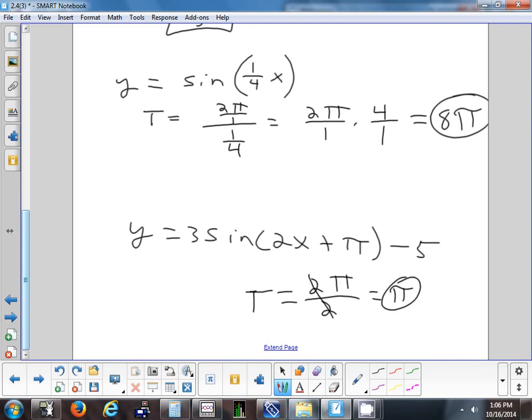And I might also ask you another question here. What's the amplitude of that function? 3. What's the amplitude of that function? Negative 3. Still 3. Okay, amplitude is always a positive number. The negative would flip it, but it doesn't change the height. Okay? So any questions on that? Probably have 3 or 4 questions where I don't have you graph it. I just say find the period or find the amplitude.